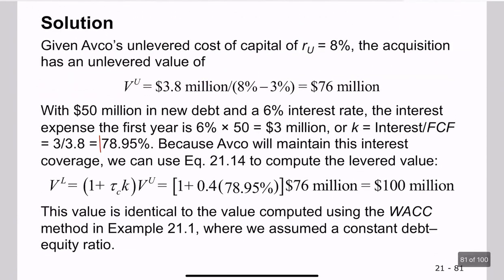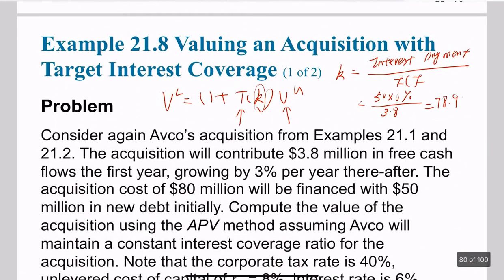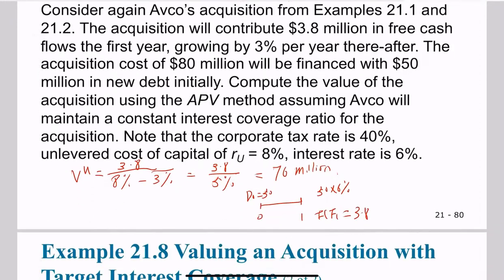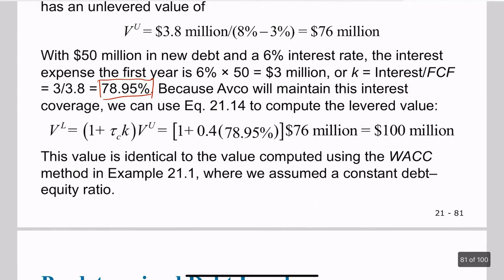The K is given by this number, 78.95%. And now you can see that we have got all the numbers we need, right? We have the corporate tax rate TC, the ratio K, and the unlevered value, which is $76 million. So now we can plug in these numbers, and we find out the levered value is $100 million.